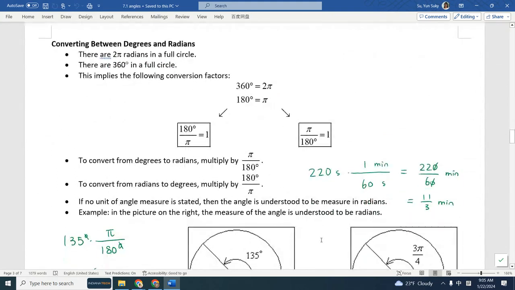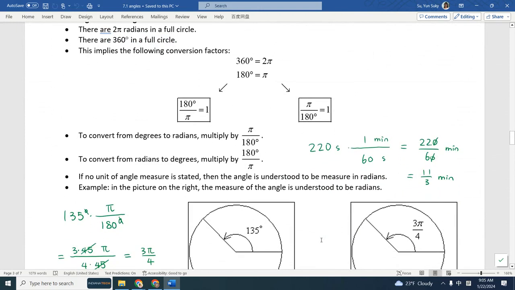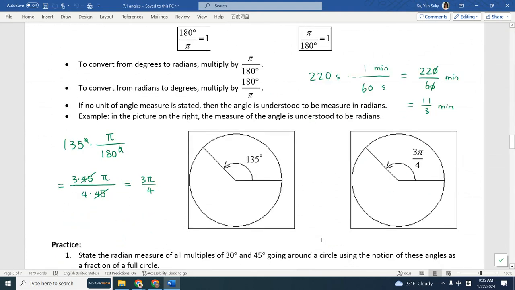Last time we talked about radian measure and degree measure. We know 360 degrees is 2 pi. Do you remember that, everybody? So pi is 180 degrees. So how do we convert between radians and degrees? If you're given degrees, you have the degree symbol there, right?